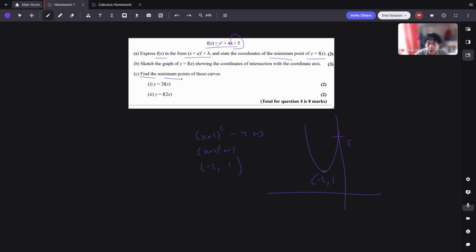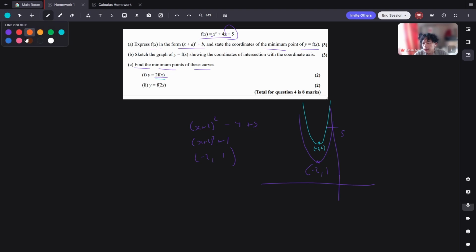Find the minimum points of these curves. So this is 2 times as big. Basically, I'll just color it in a different color. There's a vertical stretch of 2, so you can think about it as the y values getting doubled. So this point here would be -2 and 2.